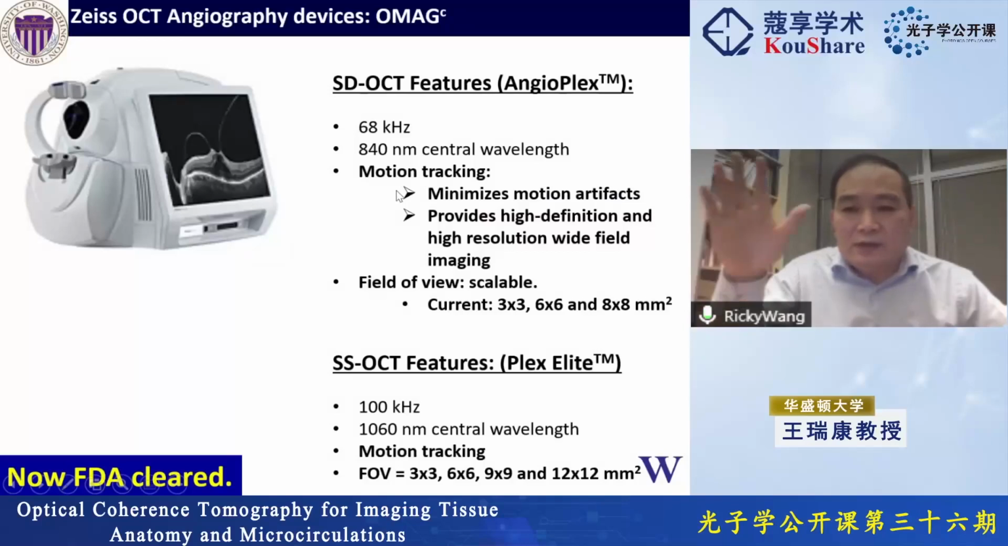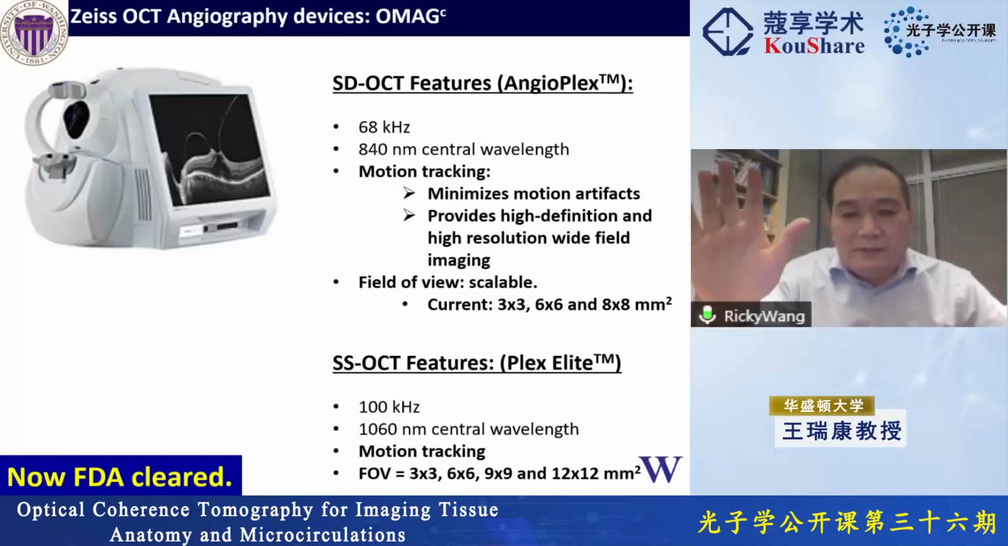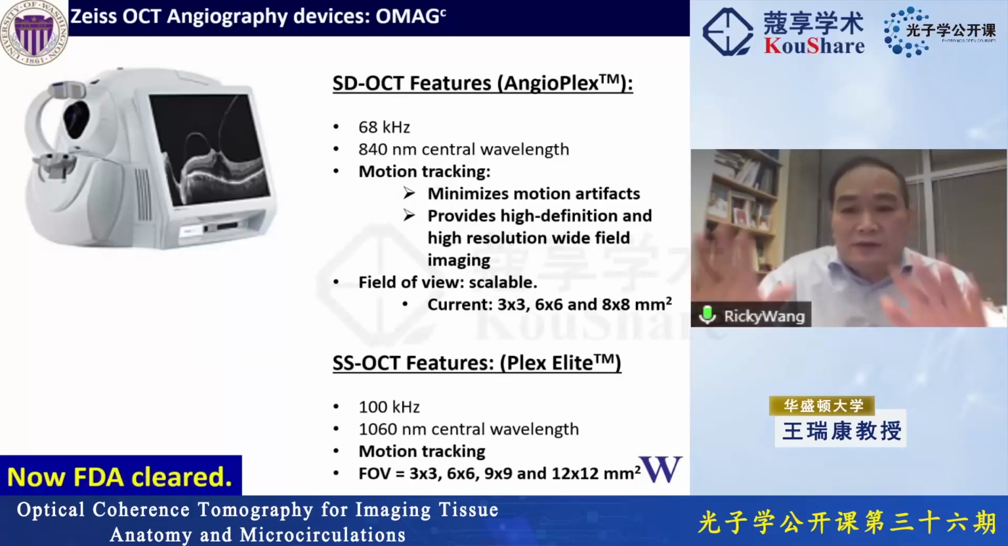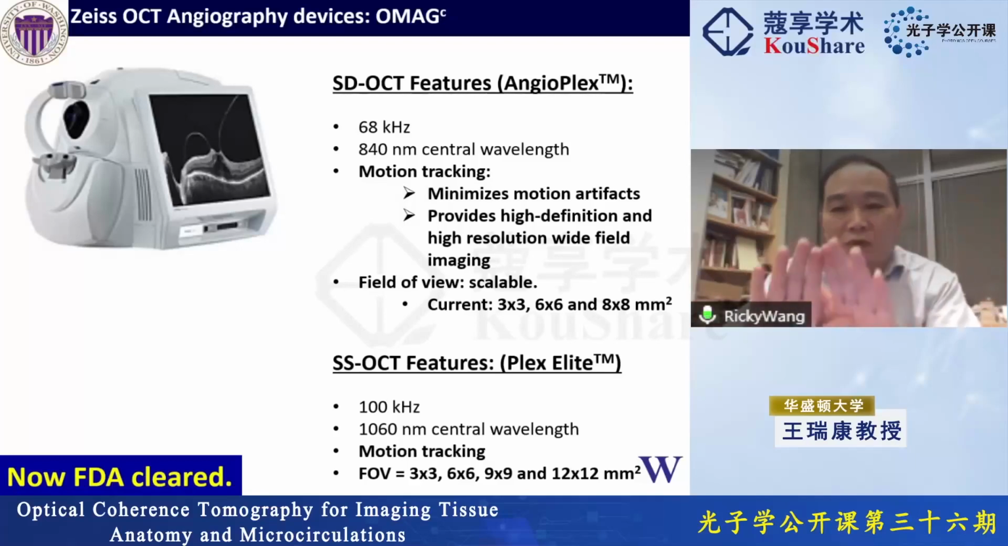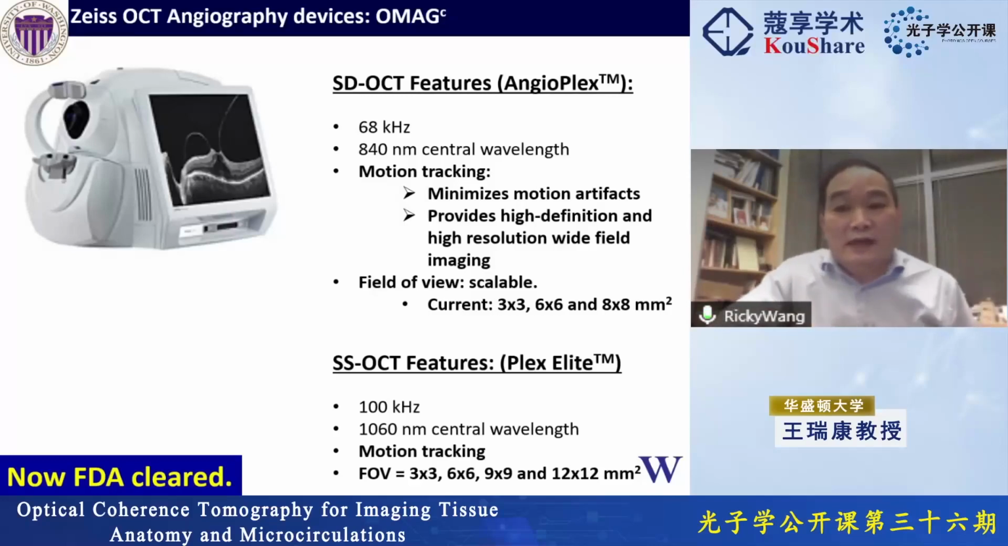Okay, and one of the important features for the commercial system is motion tracking. As I mentioned, if you want to image the patient, and the patient is moving like crazy, right? You have to manage the patient movement. So this patient movement management in the commercial system is achieved by motion tracking. In other words, if the patient moves, your system moves as the patient moves. So relatively, if you look at the OCT system and the patient, the patient is static.